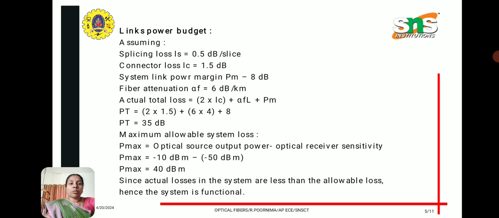Then the maximum allowable system loss is to be considered. Pmax equals the optical source output power, which is minus 10 dBm, minus the optical receiver sensitivity, which is minus 50 dBm. So the answer is 40 dB. The allowable loss is 40 dB and the power loss is 35 dB. Since the actual loss in the system is less than the allowable loss, the system is functional. This is the link power budget calculation of an optical system.